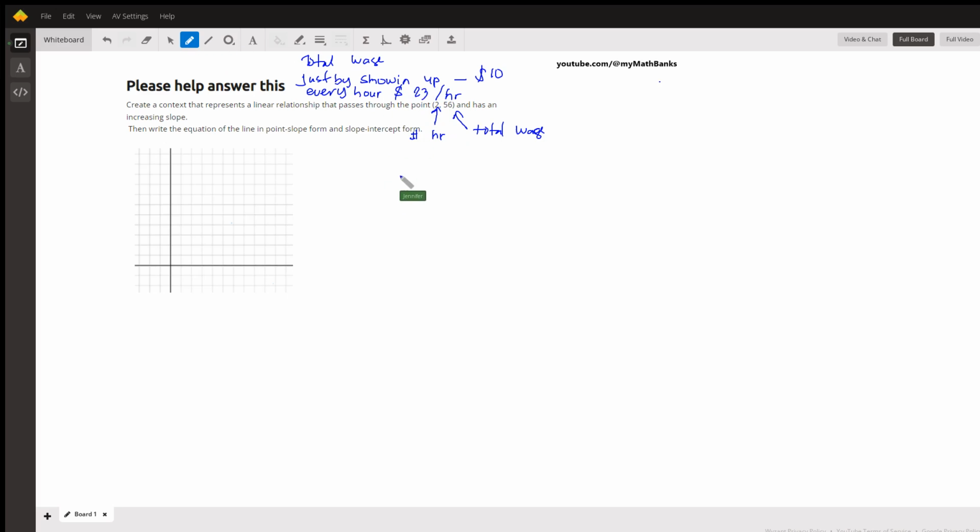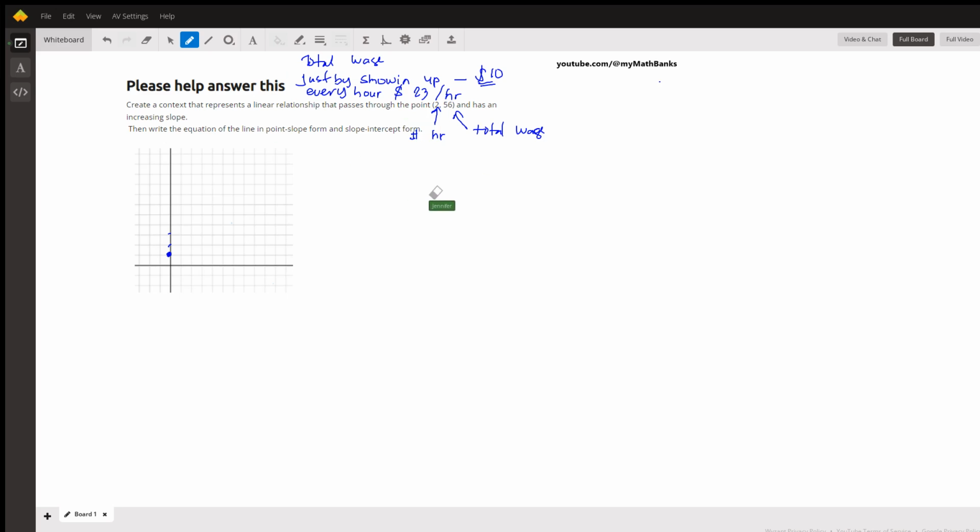Okay, so let me clear that one up. 23. How did I get that 23? Well, I want to start with a 10, so that means 10 will be my starting point. So I start with 10, just by showing up to work. Then when you work 1 hour, you start from 10 and that will be $23 more. Another hour, so 23 plus 23, that's 46, plus 10, then you get 56 after working 2 hours. So that's one example of this concept.